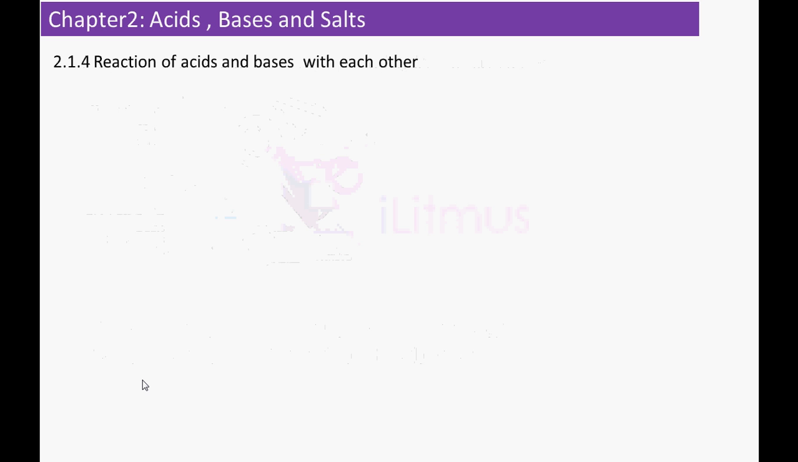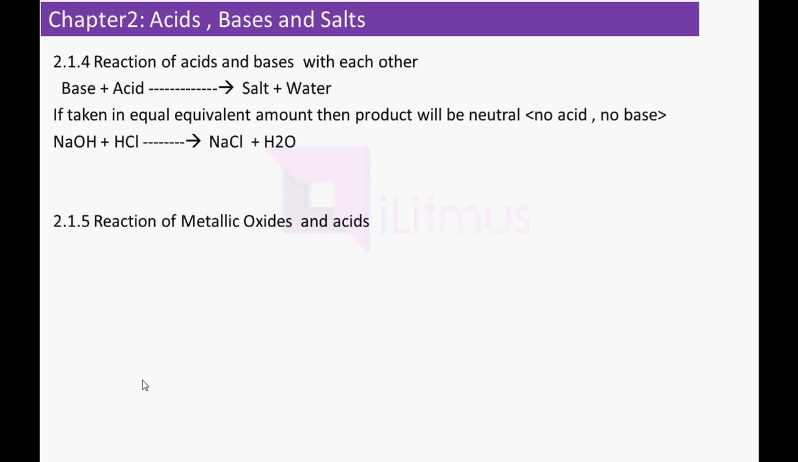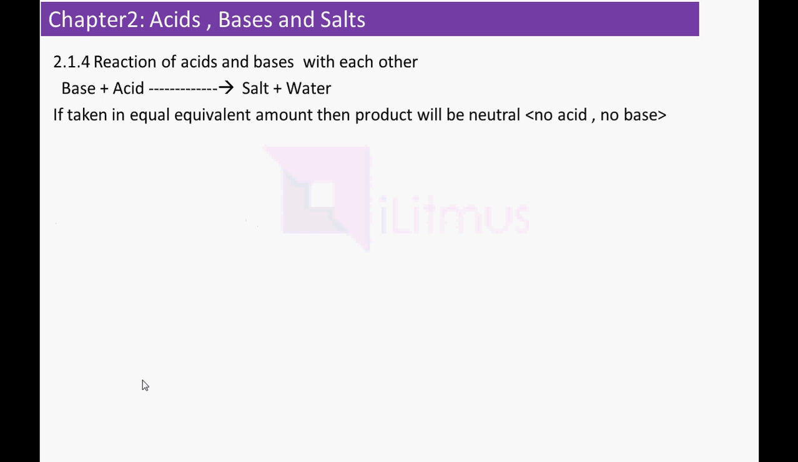Then the reaction of acid and base, which is very critical to understand going forward. Base plus acid always makes salt plus water. If taken in equal equivalent amounts, the product will be neutral. Why am I saying equivalent? We'll explain this more clearly later. For example, if you take more equivalents of base and fewer equivalents of acid, in the solution that comes out, salt plus water, there is a chance that the base will remain. So pH may not be neutral.